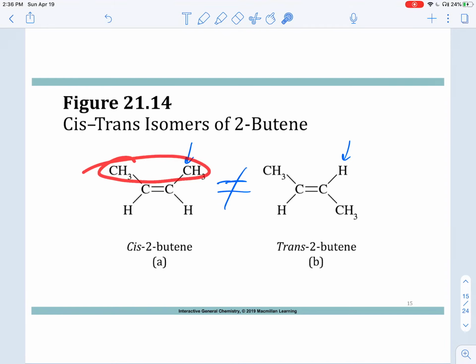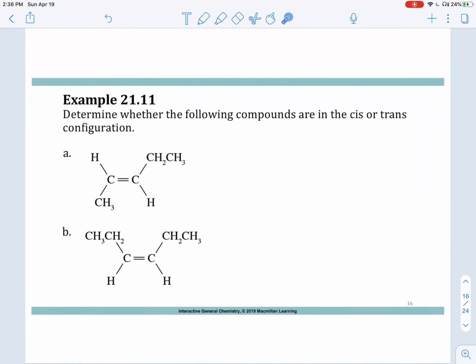And notice, cis means the same side. These CH3 groups, the alkyl groups, are on the same side of the double bond. Trans means different sides. So these are on opposite sides of the double bond. So that's how we determine whether something's called cis or trans. So let's take a look at a couple molecules here. Determine whether the following compounds are in the cis or trans configuration. So we're really looking for the alkyl groups and looking for the direction here.